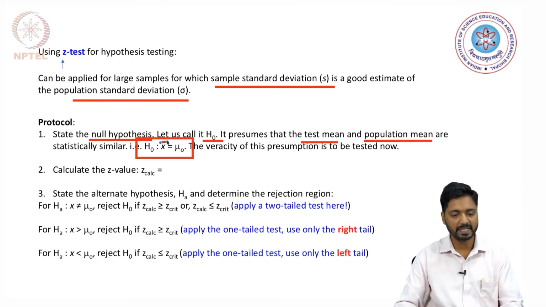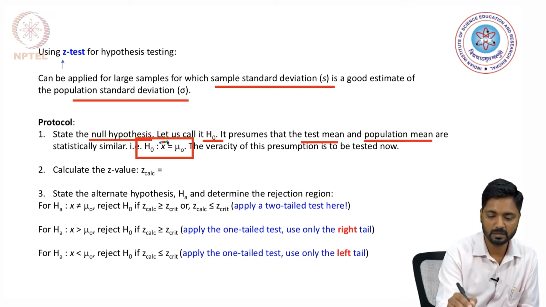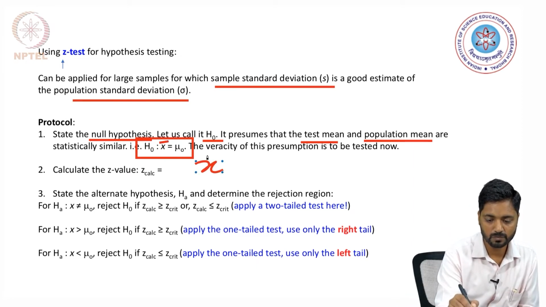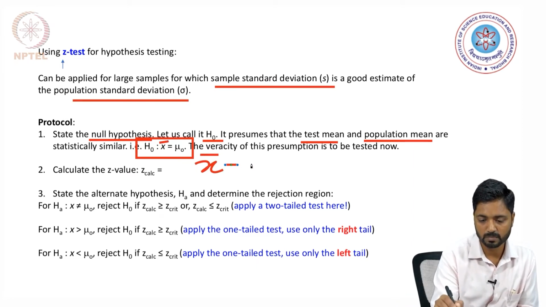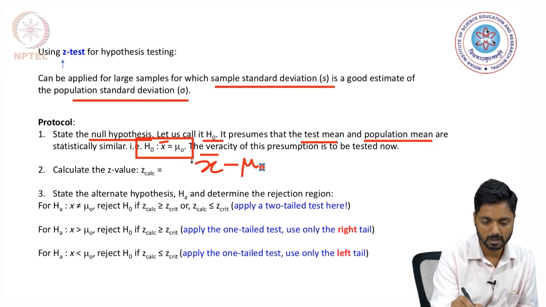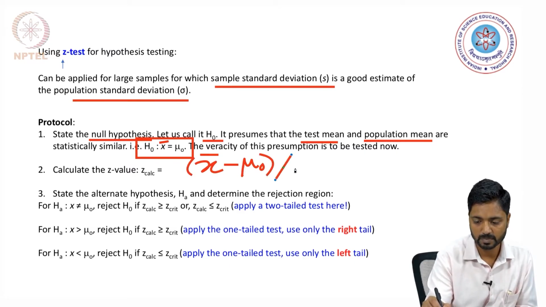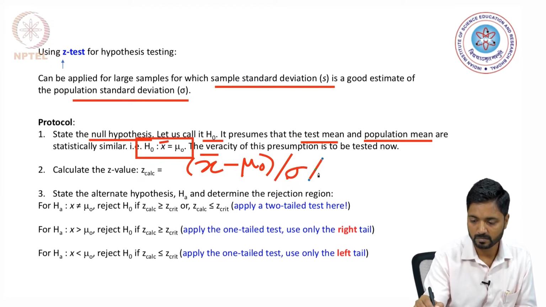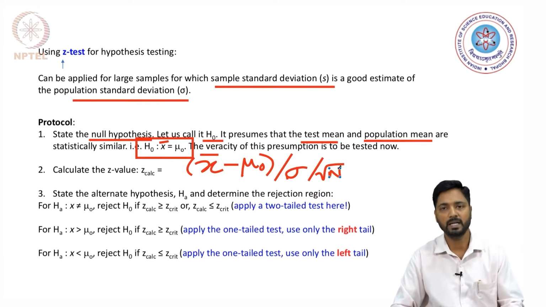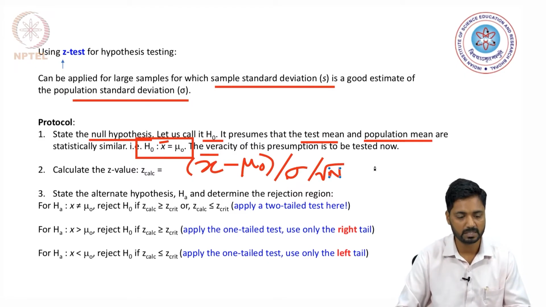Now we calculate the z value based on the data available to us. So we do x bar minus mu naught and divide it by sigma by root n, where n is the number of readings in a data set.